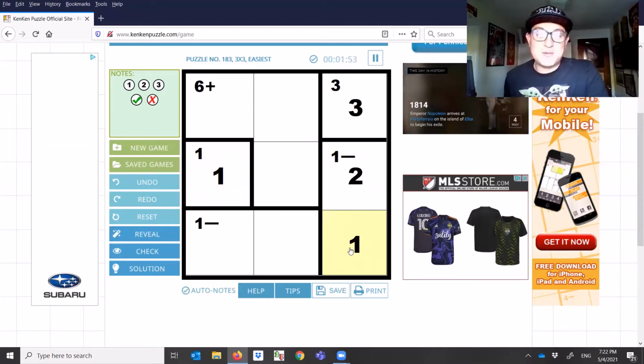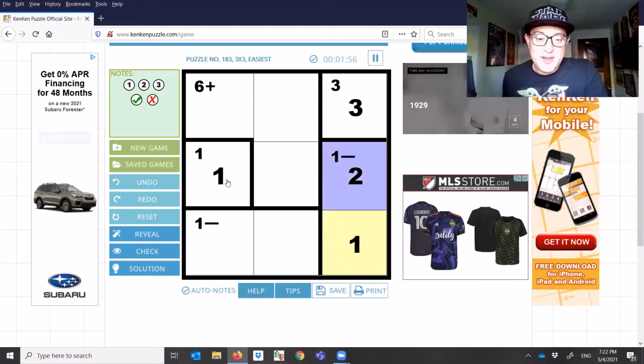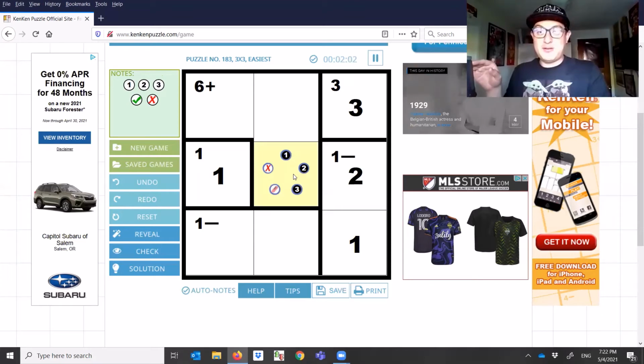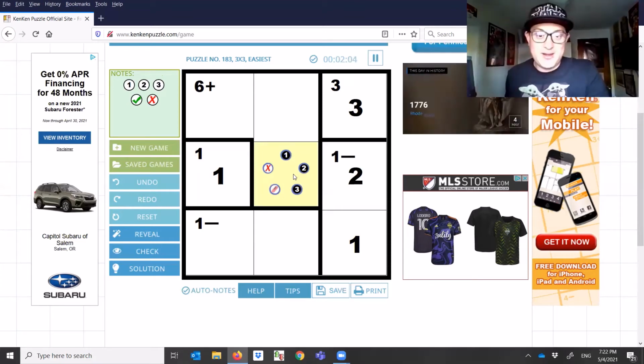And 2 minus 1 is 1. Here, this has to be a 1. That has to be a 2. So what's the number that's missing here in this row? That's right, a 3. So I'm going to put a 3 here. So we have 1, 2, 3 now.